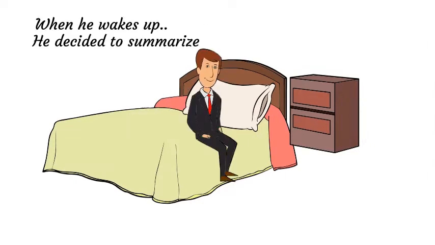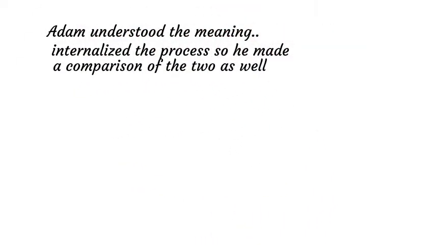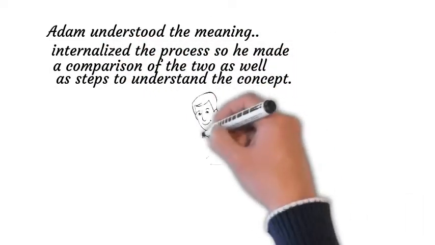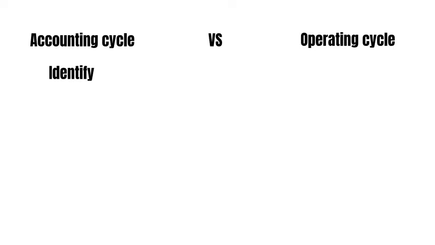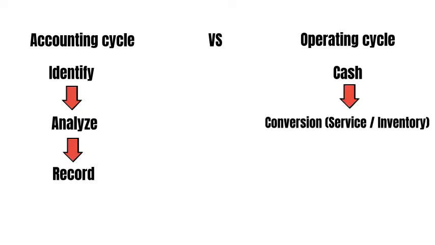When he wakes up, he decided to summarize everything he learned. Adam understood the meaning, internalized the process, so he made a comparison of the two as well as steps to understand the concept. Accounting cycle versus operating cycle. In the accounting cycle, you identify transaction events, then you analyze using an accounting equation and record the transaction by making a journal entry. In the operating cycle, you use cash to operate and generate cash. The conversion is either by service or selling merchandise inventory repeatedly. That's why it is called the operating cycle.